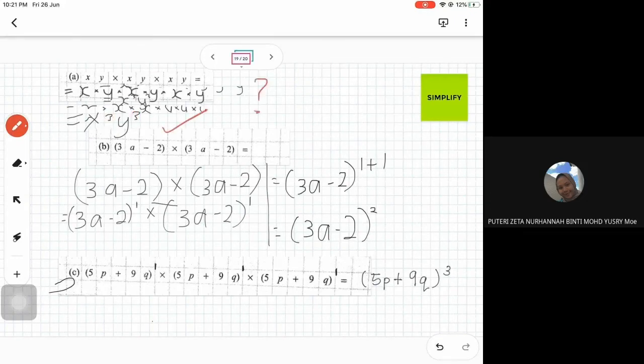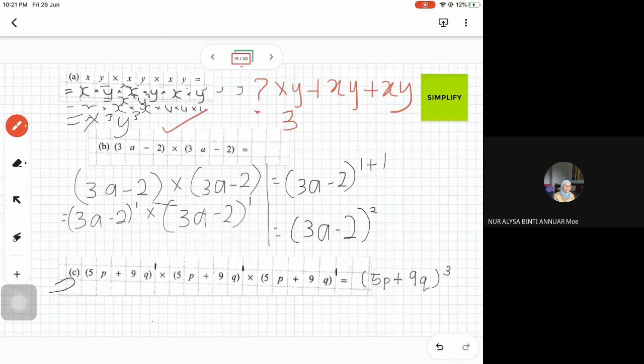Okay, this question: what if you have xy plus xy plus xy? What would be your answer? So this becomes 3xy. Please be aware of the difference between the two. This is plus. This is multiply. So when you multiply, you get the exponent. If it is plus, you just add the coefficient.